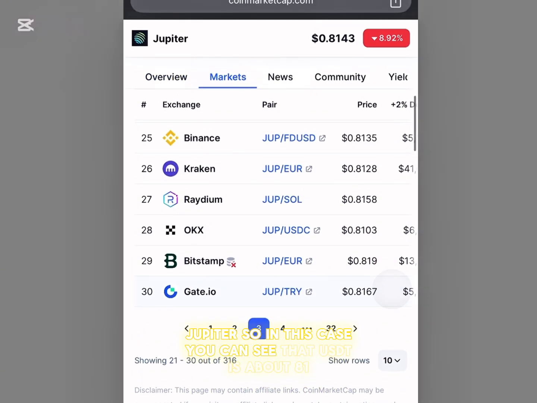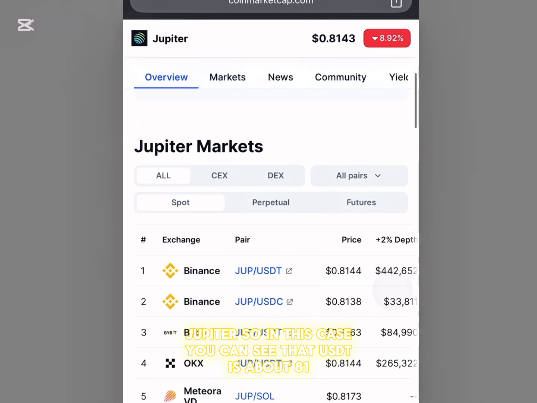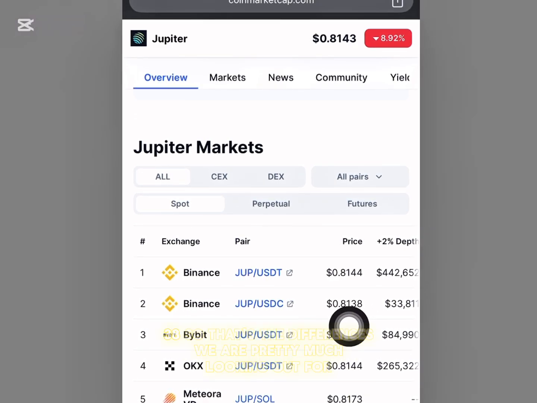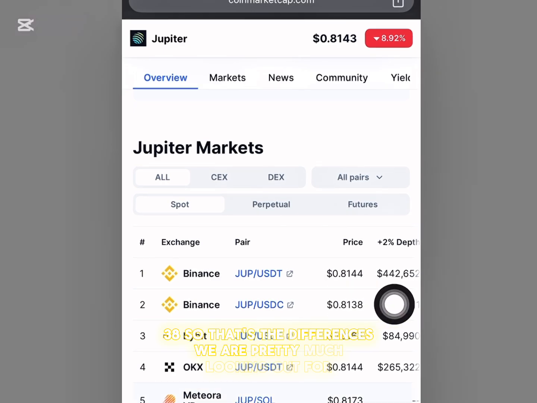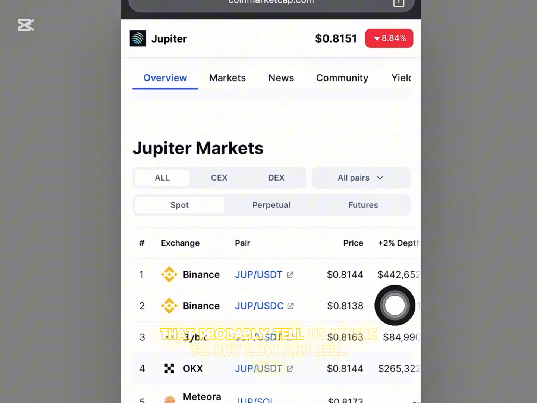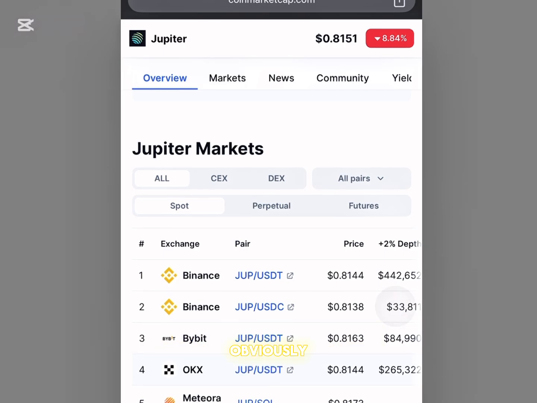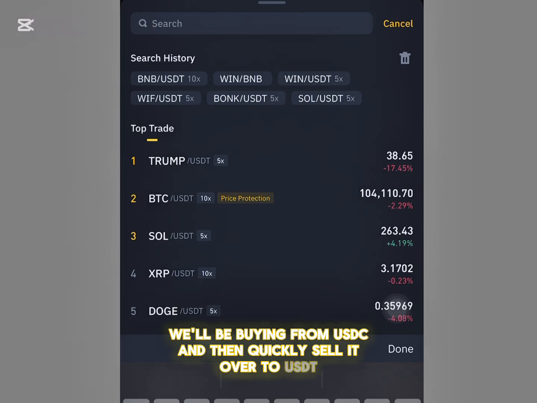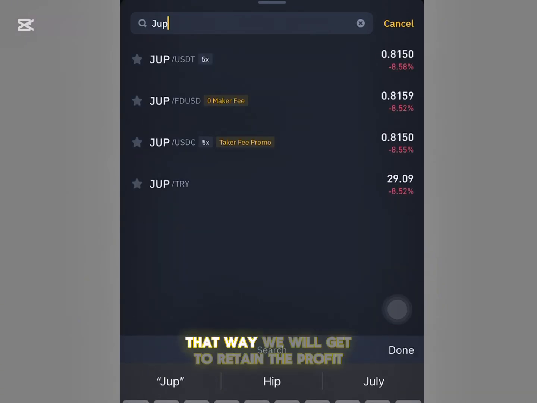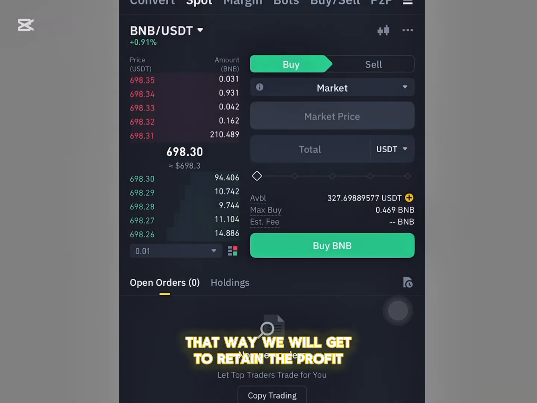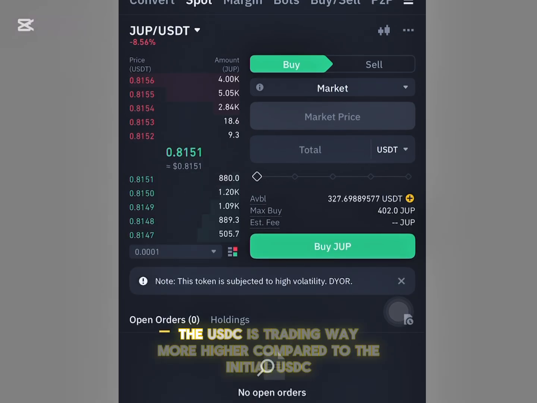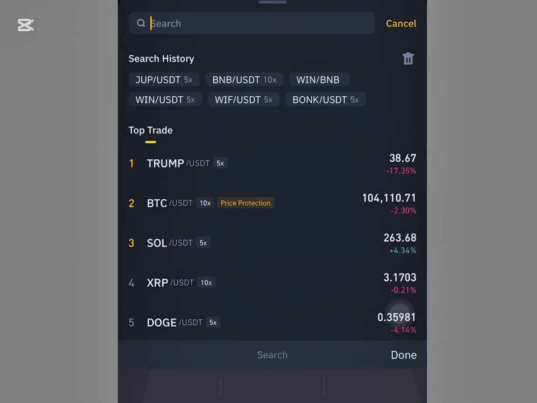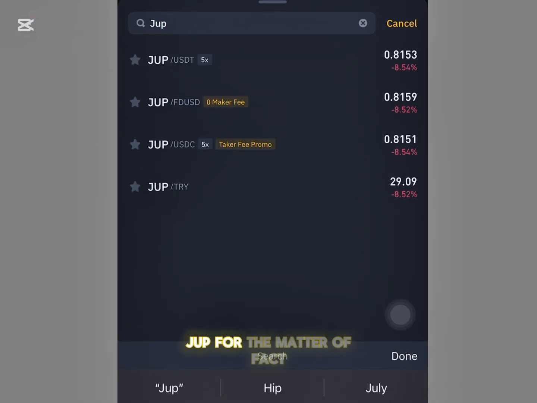In this case, you can see that USDT is about 81.44, meanwhile the USDC is about 81.38. So that's the difference we are looking out for. That tells us where to buy low and sell high. Obviously, we'll be buying from USDC and then quickly selling it over to USDT. That way, we get to retain the profit, because the USDT is trading higher compared to the USDC JUP pair.